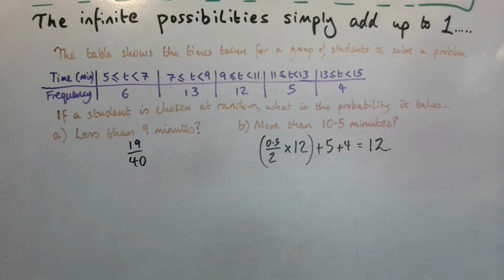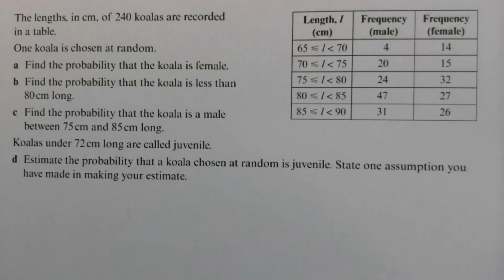Okay, we're going to move on to a couple of other problems now. Before we get on with this next question, I've just realised I said the answer was 12 on that last one. Probability can never be more than 1, can it? It was 12 out of 40, which is equivalent to 3 over 10. Anyway, carrying on, pause the video and have a look at this koala problem.